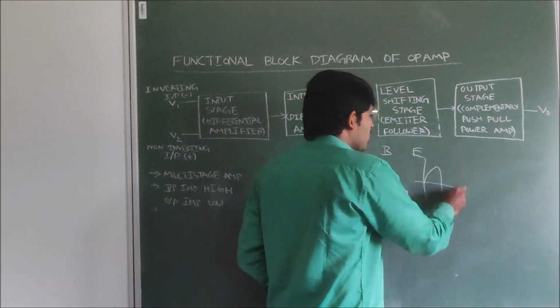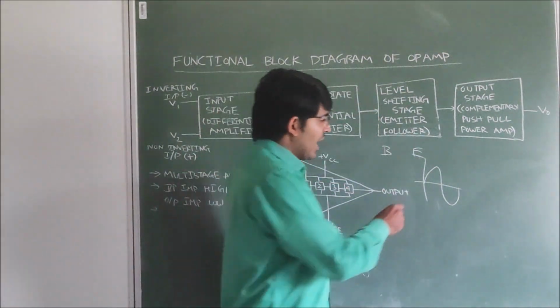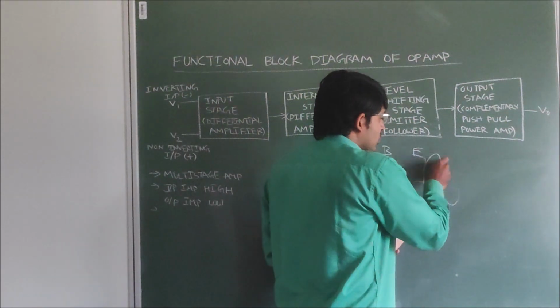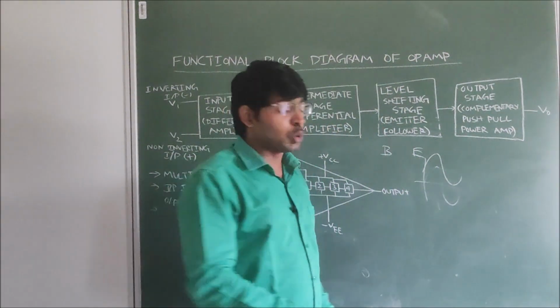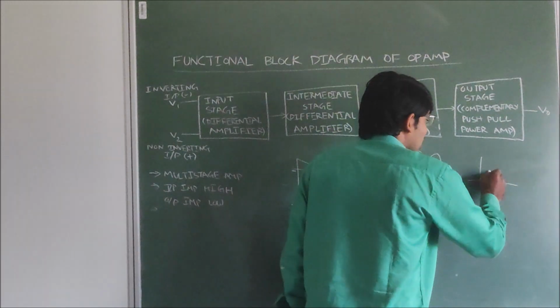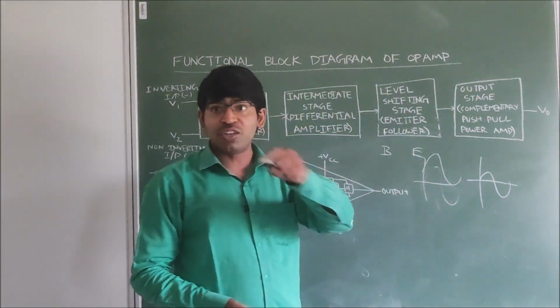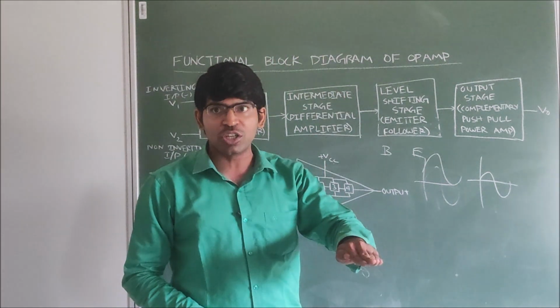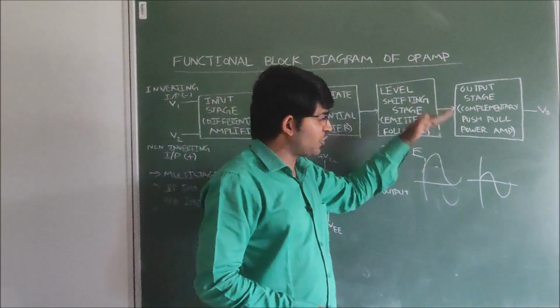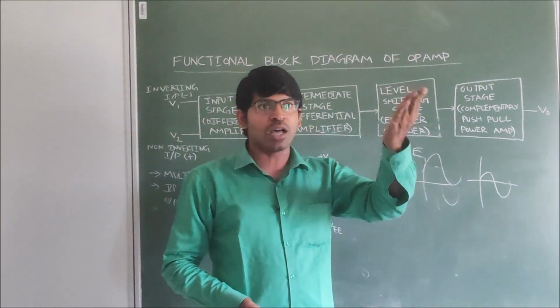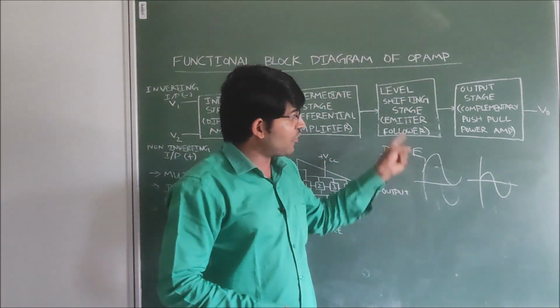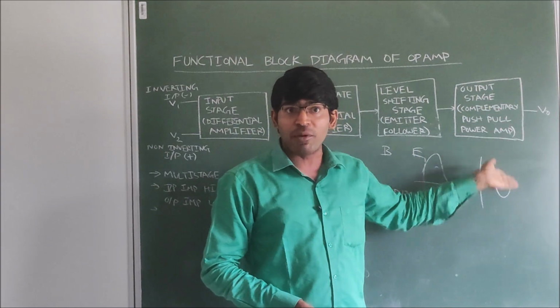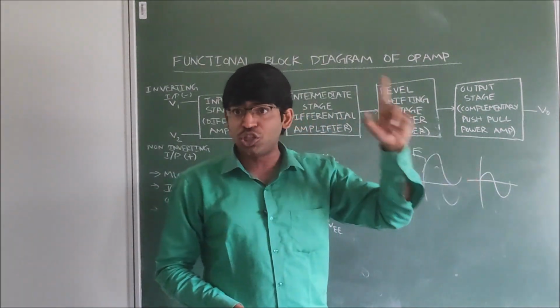If this is the output signal from the second stage, and if this signal is shifted to the positive level, then we make sure that this level is at the 0. This is what level shifting is: if the signal is shifting to the positive, then we bring it back to the 0 reference level. If the signal is shifting to the negative, again we bring it back to the 0 reference level, such that when we give the signal again to the power amplifier stage, the signal is at the 0 reference level.